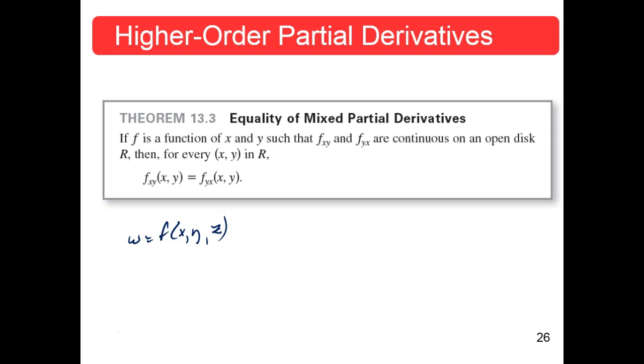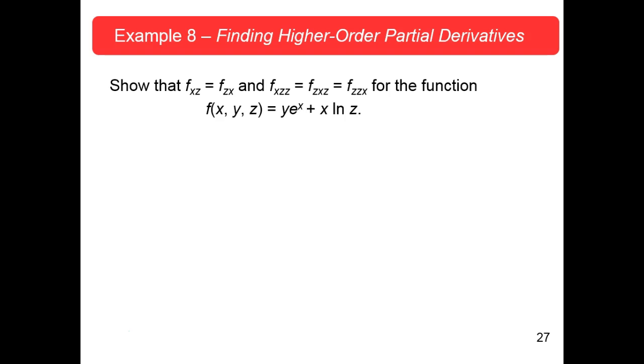So here we have w, a dependent variable, as a function of 3 independent variables, and all the second partial derivatives are continuous in the open region. Okay. I think we already said all that. So I think I was ready to go to example 8. Is that on here? Yeah, here it is. All right.